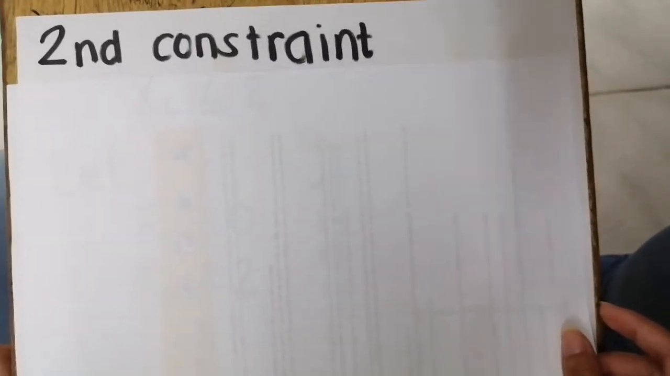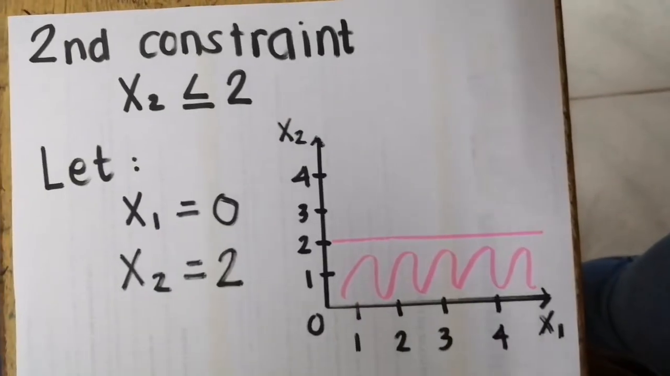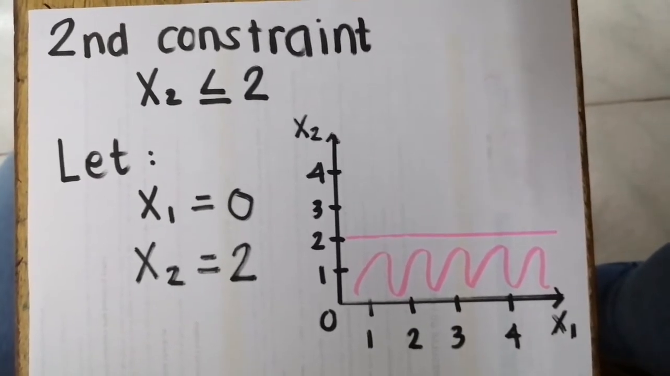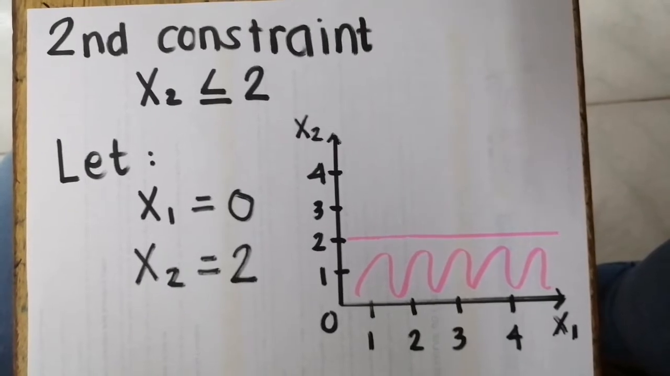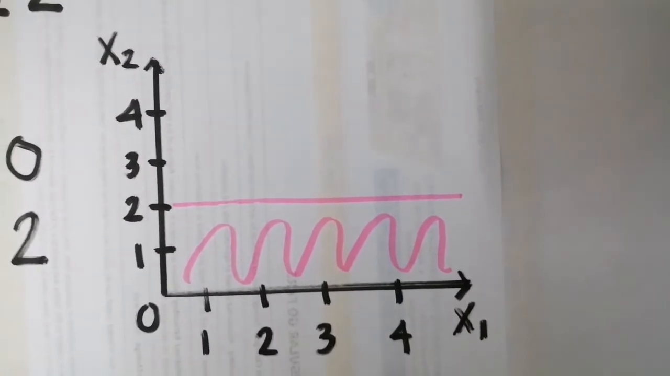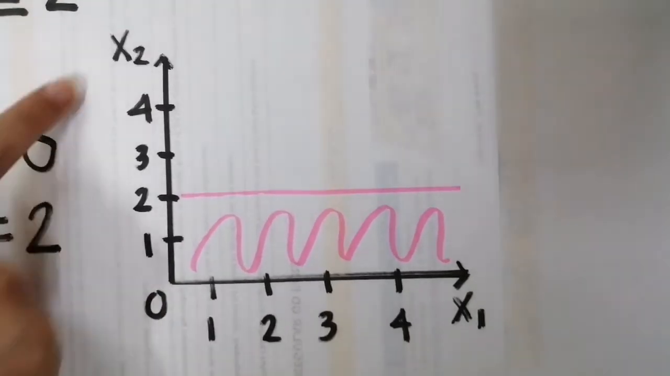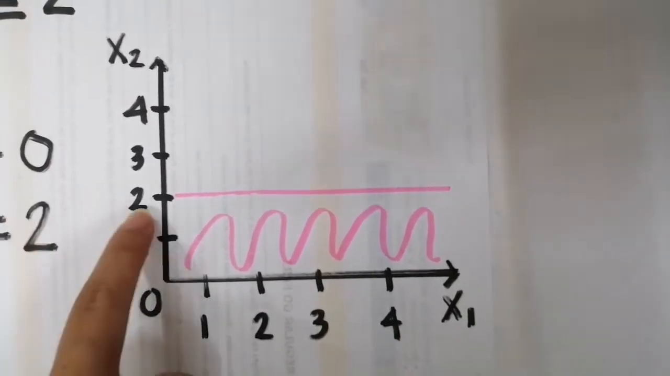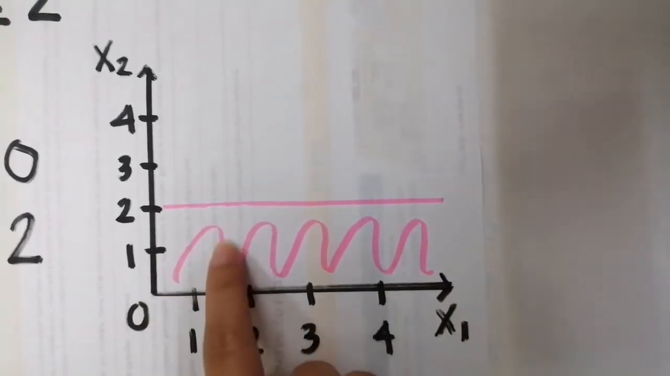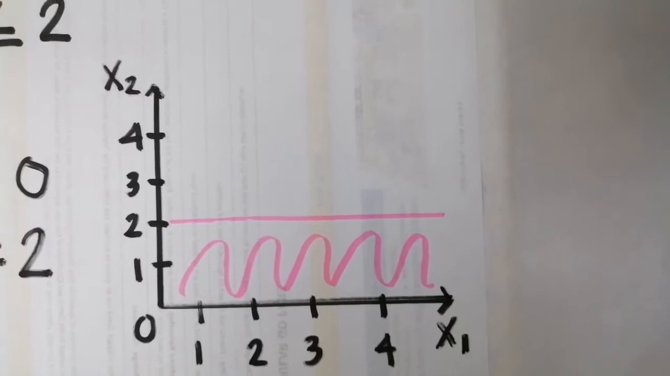For the second constraint, we have x sub 2 less than or equal to 2. So we let x1 equal to 0, and by substitution, we have x1 equal to 0 and x sub 2 equal to 2. And for the graph, we have x1 equal to 0 and x2 equal to 2. So we draw a line from x sub 2 equal to 2, and then we shaded the part below the 2 because we have the second constraint x sub 2 less than or equal to 2.